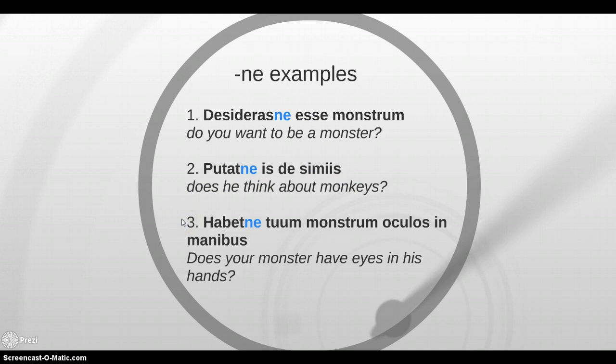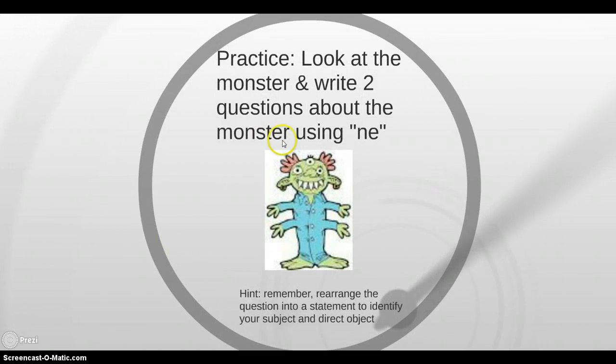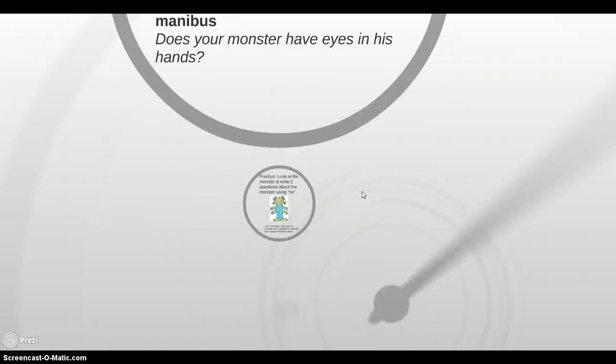Number 3. Habetne tuum monstrum oculos in manibus. Does your monster have eyes in his hands? Okay, blue. Get your pencil out. Look at this monster and write 2 questions about him using ne. Any question in the world. It just has to be ne. Take a few seconds to do this. If you need to pause it, you may. Because we're moving on.